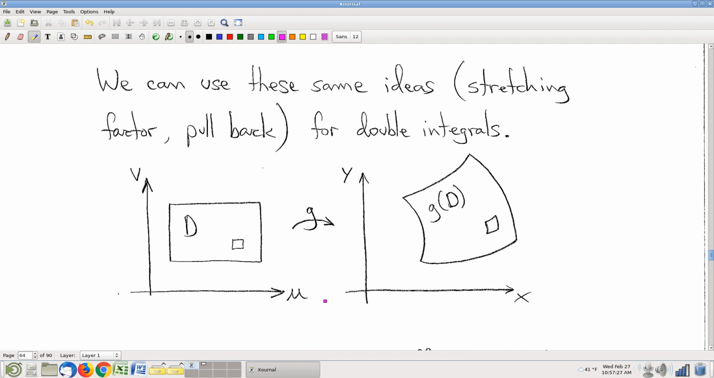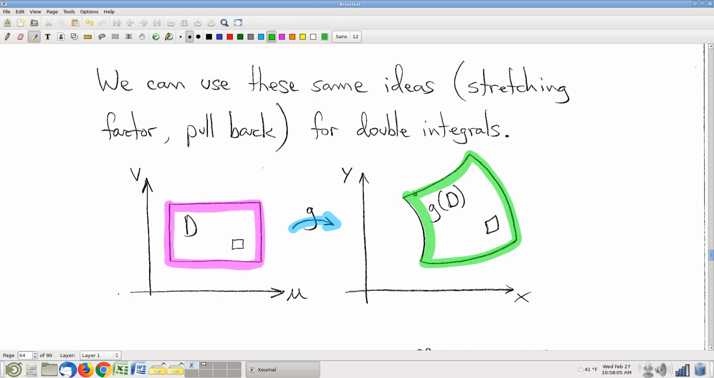Two-dimensional setting. Let's consider this scenario where we have a domain, let's say in the UV plane, and then we have some function with two input variables, two output variables, some function of u and v whose outputs are x and y, let's say. And let's imagine what happens to this domain D if I take all the points of that domain D and cram them into that function called g. Well, out's going to come a bunch of points, and it's probably not going to be a rectangle.